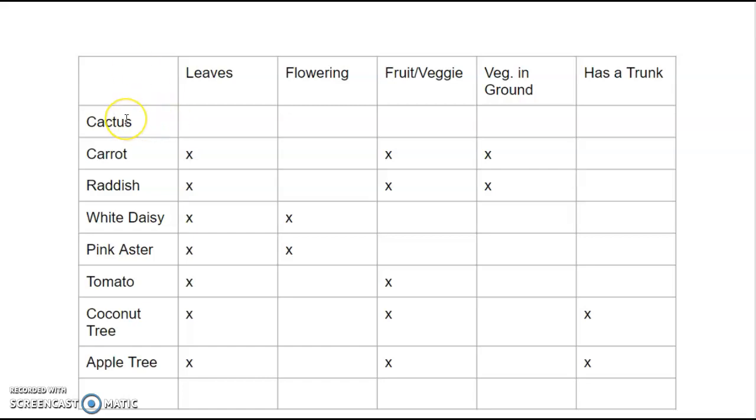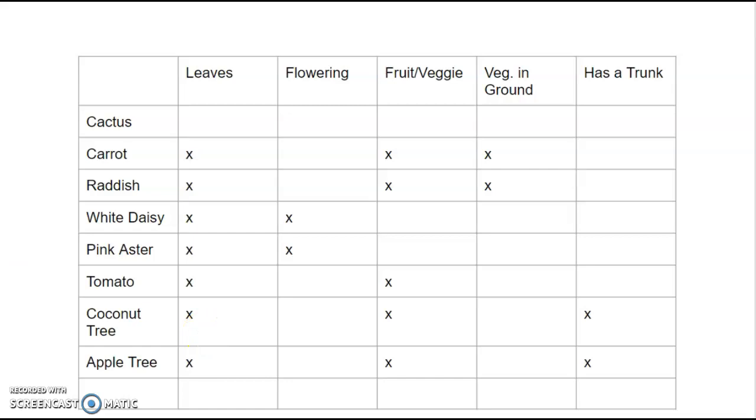From this, the cactus, the only thing it has in common with the rest is that it's plants, so it does not have any of the characteristics. The carrots and radishes and the rest all have leaves. And other than the daisy and the aster, the rest have fruits. And then we separate the carrots and radishes because they have the vegetables actually growing in the ground, and the coconut tree and the apple tree actually have a trunk with bark. So from there, I'm going to start listing these in the order from the least characteristics to the most characteristics.